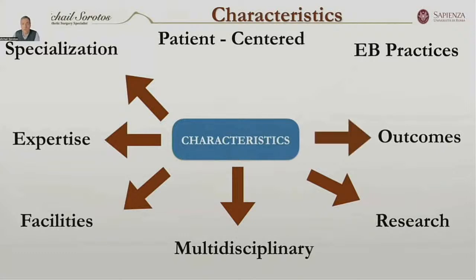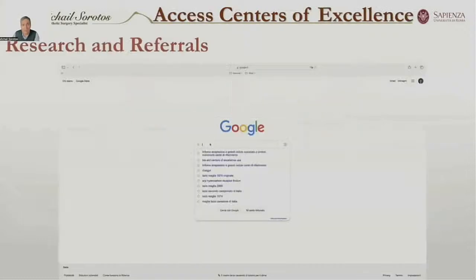Then outcomes should be offered, and they should be able to be evaluated. Evidence-based practice is very important, and this goes together with research, guidelines that should be followed. And of course, it should be a center that is patient-centered, and this is very, very important for diseases such as BIA-ALCL. But now let's see how we can find a center of excellence.